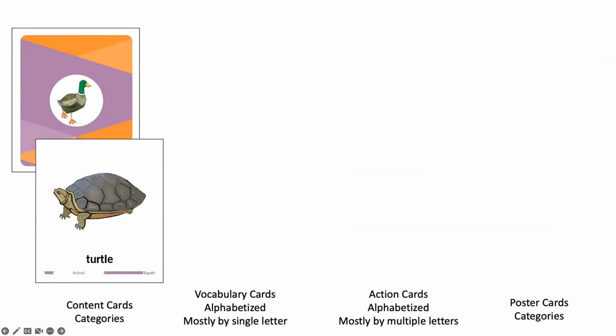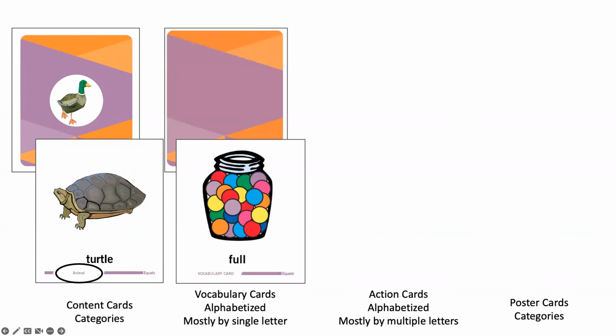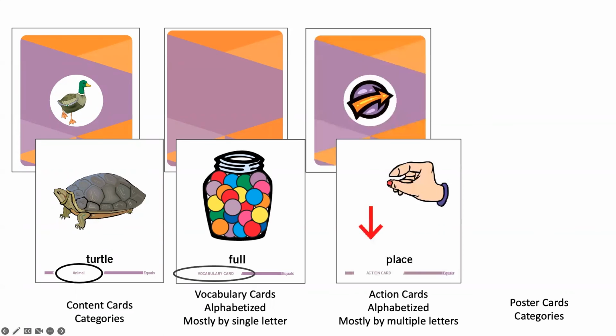Content cards show a picture representing the category on the back, and the category is printed on the front of the card. The content cards support problem solving, gameplay, and provide a semi-concrete representation of math concepts. Vocabulary cards have a purple and orange back and are labeled vocabulary card on the front. Vocabulary cards are used to introduce students to new math vocabulary that support the lesson objective.